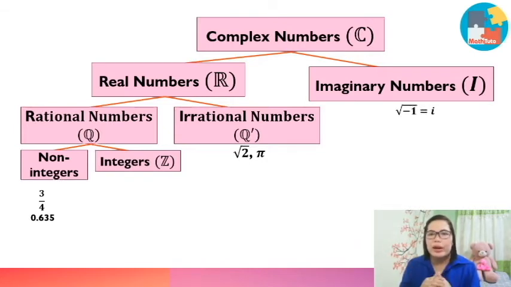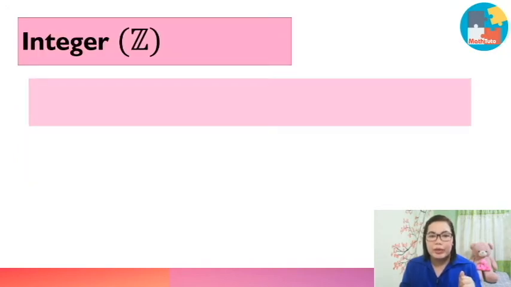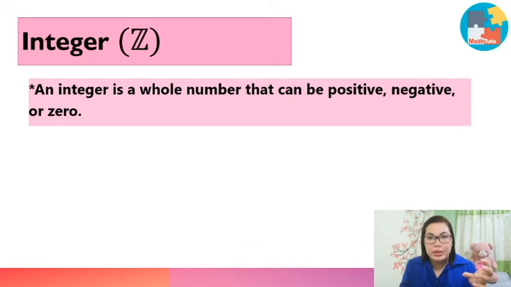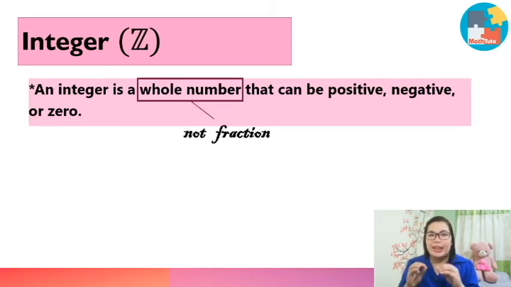So, unsa man ning gitawag nato og integers? So, integers are whole numbers, okay? That are positive, negative, or zero. Again, whole number. Unsa man ang whole number? So, numbers that are not fractional in form or non-decimal numbers. And take note ha, naay gitawag nga positive, naay gitawag nga negative, ug naay gitawag nga zero.